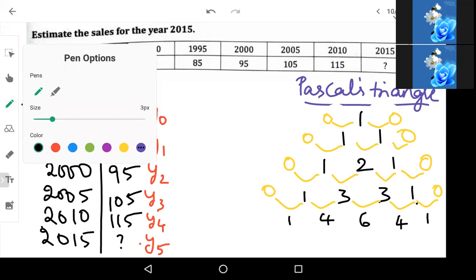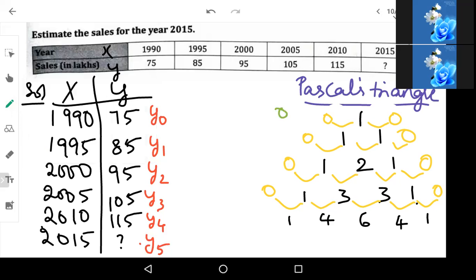Now let us see how many levels we have done. We have 0, 1, 2, 3, 4 levels done. We want one more; 5 levels have to be done. Why 5 levels? If you see the data, 0, 1, 2, 3, 4, 5. So here also you should have 5 levels.